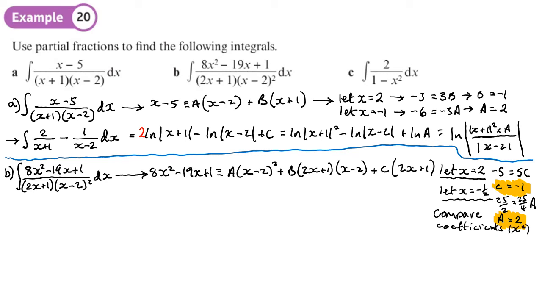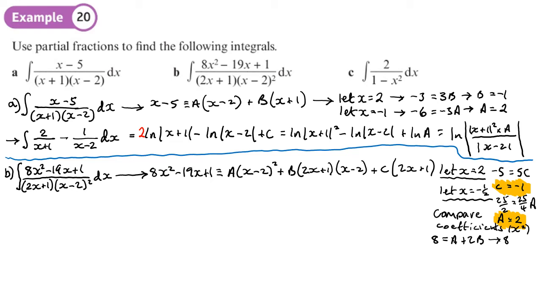So on the left hand side we have 8. On the right hand side, when I multiply the brackets out, I will have Ax squared. So I'll have A in front of x squared. Then I will have 2Bx squared. So I'll have 2B, or not 2B. And then I will have, that will be it. Yeah, now I've already worked out A is 2.